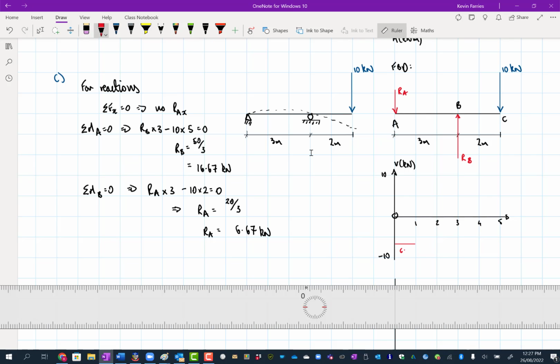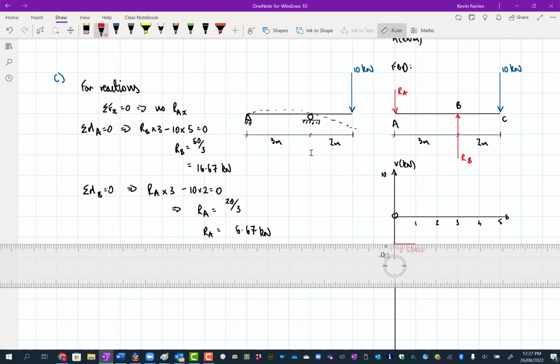This would be negative 6.67 kilonewtons. So it's a negative for the shear. And then nothing between, so there's nothing happening until it gets to the reaction, until it gets to that roller. So it keeps going flat. This time I've lined them up to make sure I don't make the same stupid mistake again.